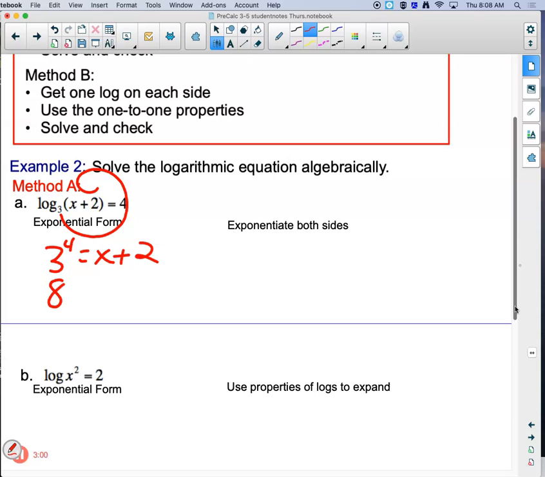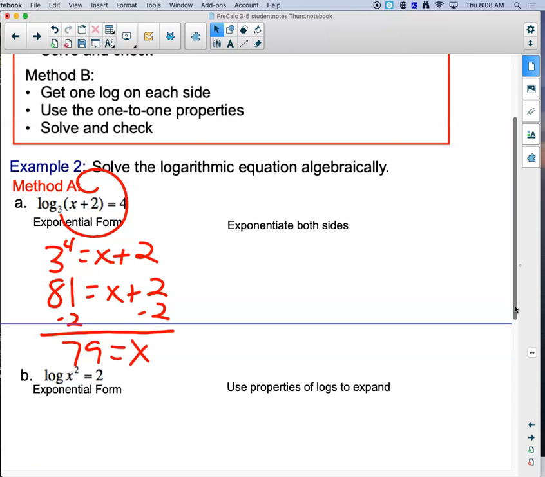3 to the 4th is 81. And then we'd subtract 2 from both sides. Now to check it, and I'm not going to necessarily check every single problem today, we certainly could just take the 79, substitute it back up in the original, and 79 plus 2 is 81, and snail shell it in our head and say, well, is 3 to the 4th 81? Yes, it is. I've got it.